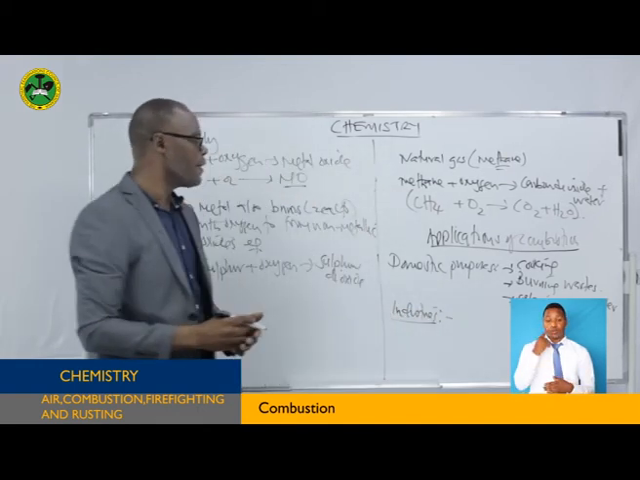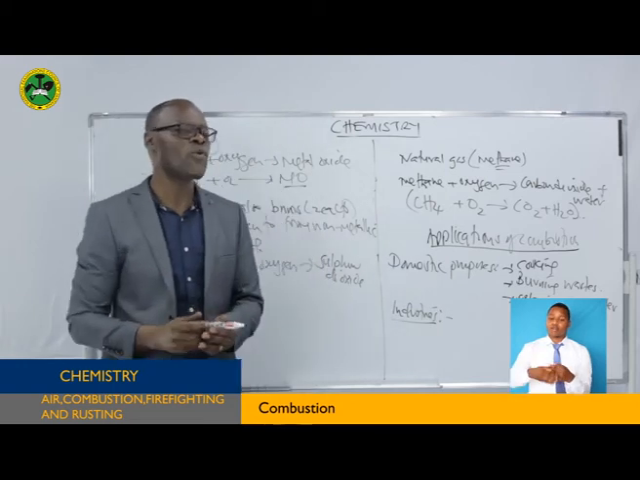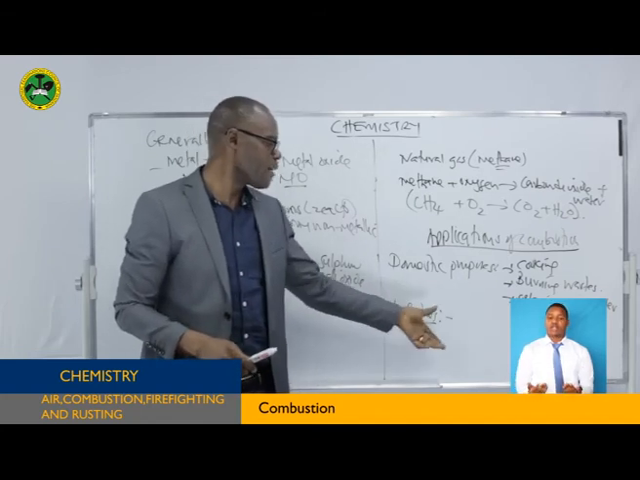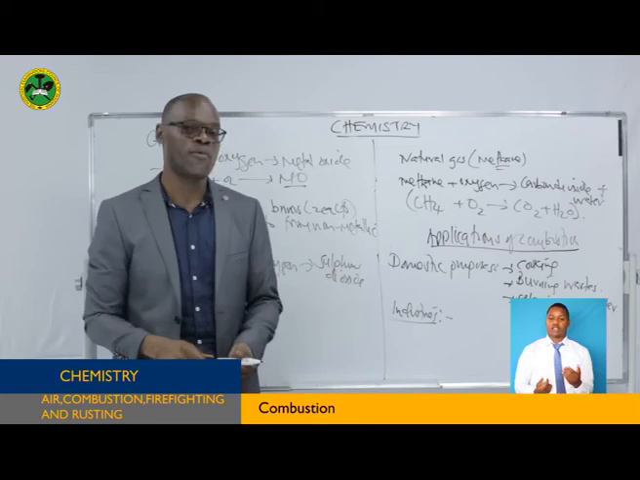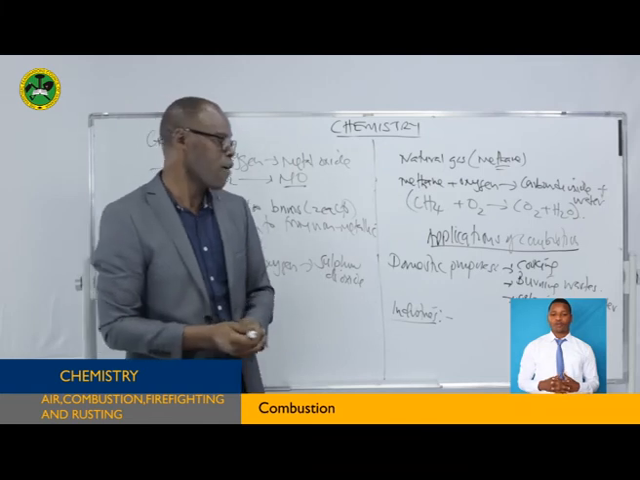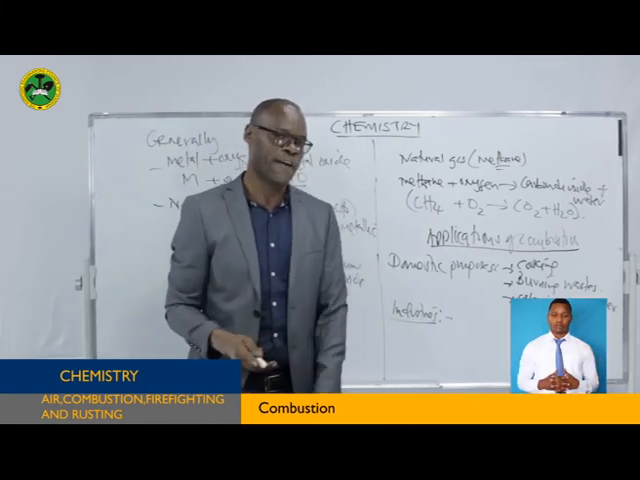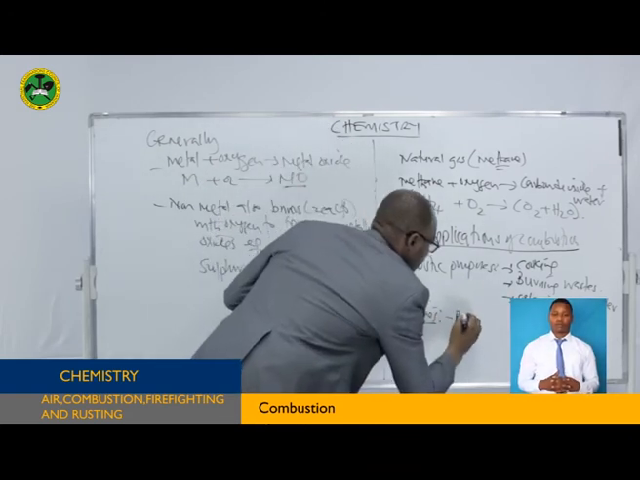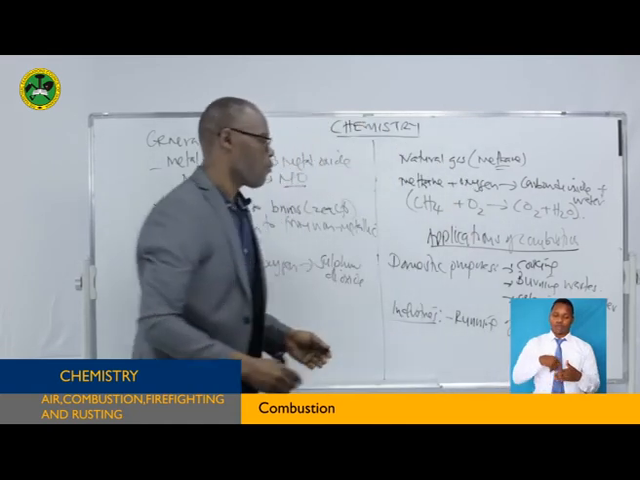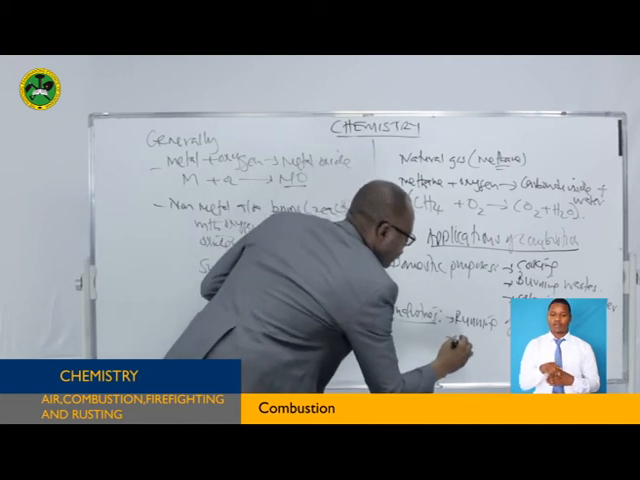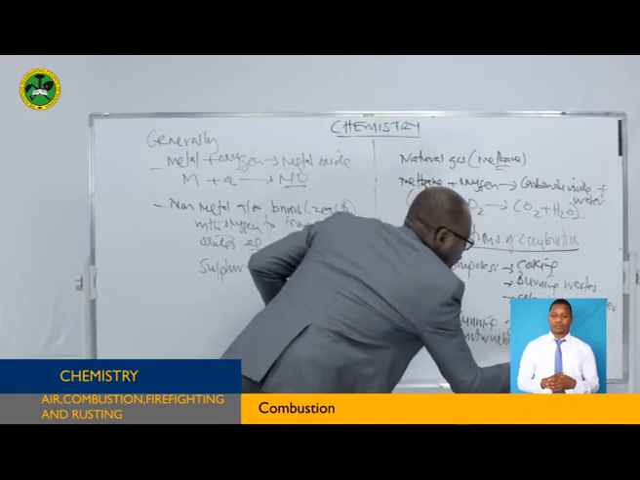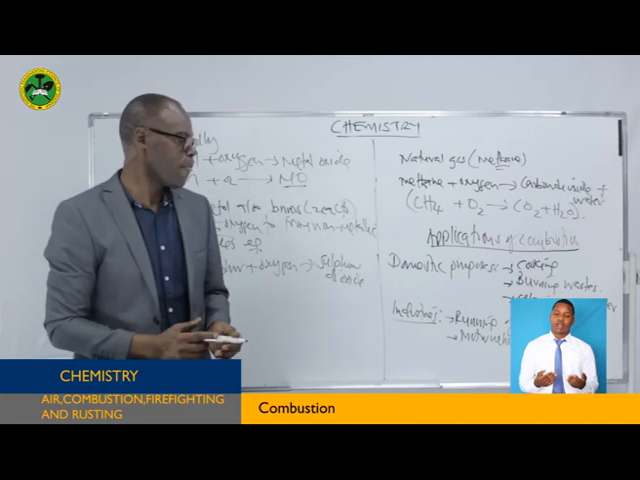How about in the industries? Do we need combustion? Yes, we need it. In the industry, we have engines and machines that run. For them to run, we need some energy, and that energy is always obtained from combustion processes. For example, steam runs engines in the industries. So for us to have steam, we have to combust, or heat some water. So we have running of engines in the industries. We also have motor vehicles. Let's have the motor vehicle industry. Motor vehicles cannot move without burning of fuels.